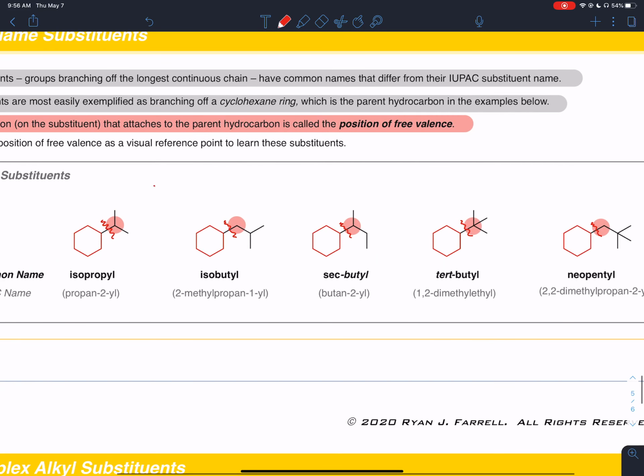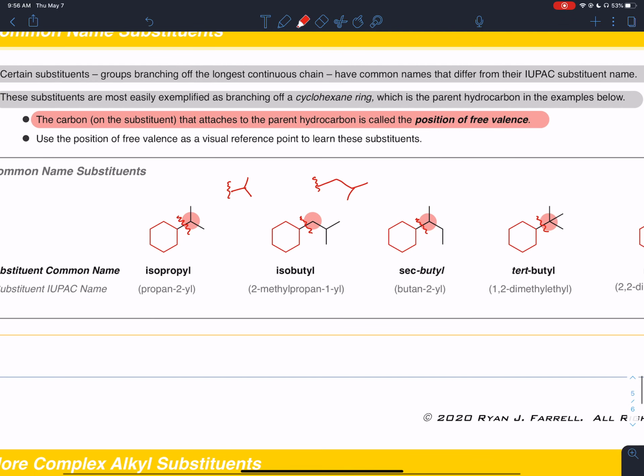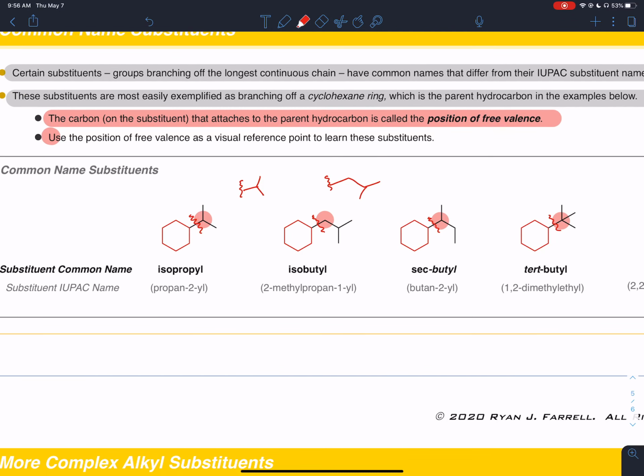So you might see an isopropyl group, for instance, represented like that, or an isobutyl group represented like that, where this is going to be the attachment point to the parent hydrocarbon. It's great to use these positions of free valence as a reference point when learning these substituents. So become familiar with this and really challenge yourself visually to get this down.